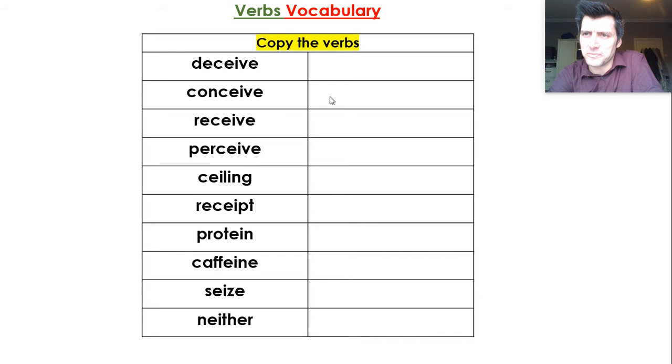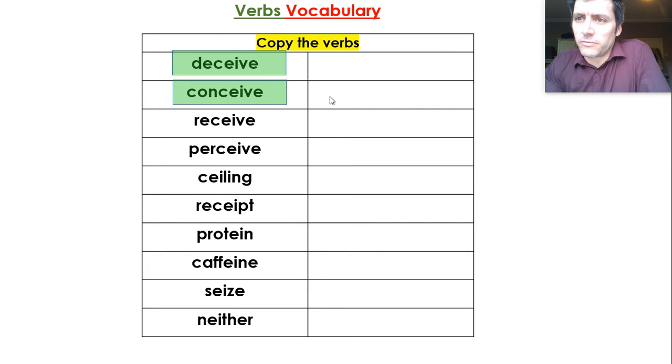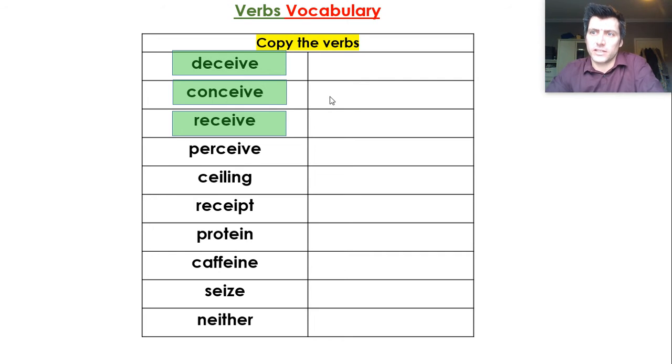Let's see which ones are verbs. See if we spotted them. Deceive. So when we deceive, we're cheating. When we conceive, we're creating something. We're thinking of something new. So it's normally used about thinking of things, or we can conceive of an idea. Receive is when we get something. We receive something from the post, or somewhere like that.